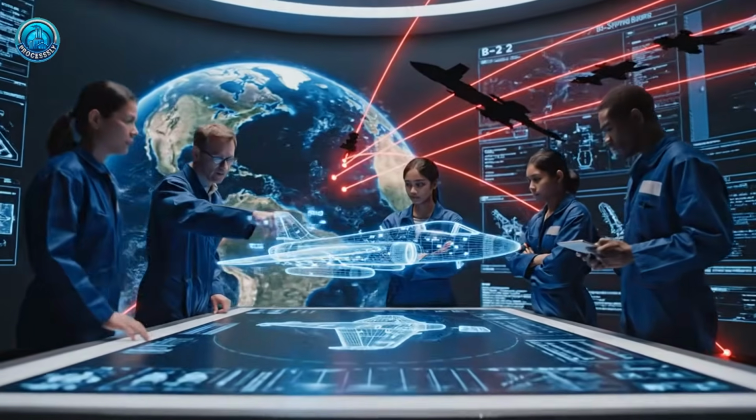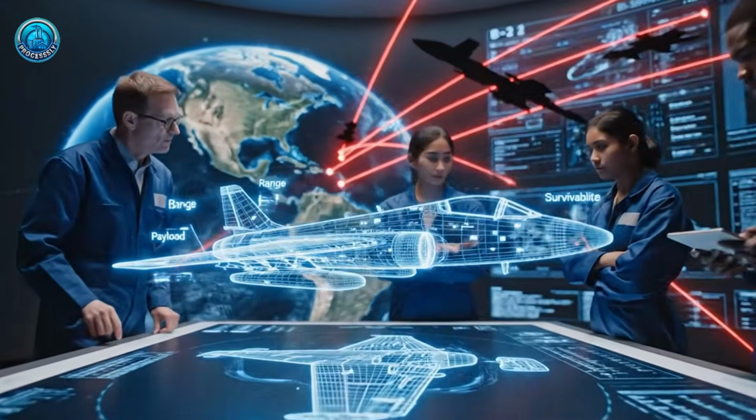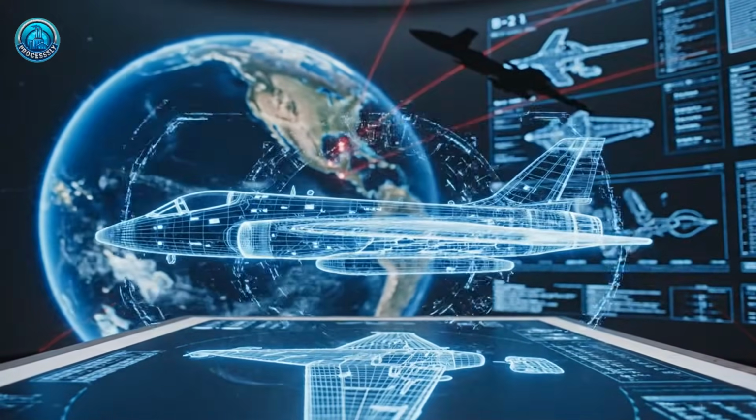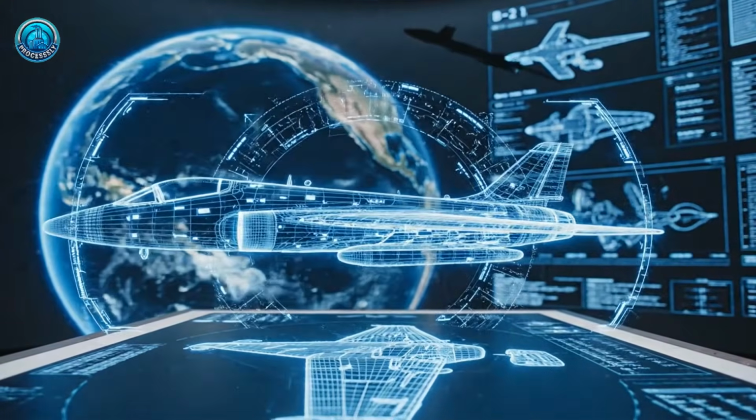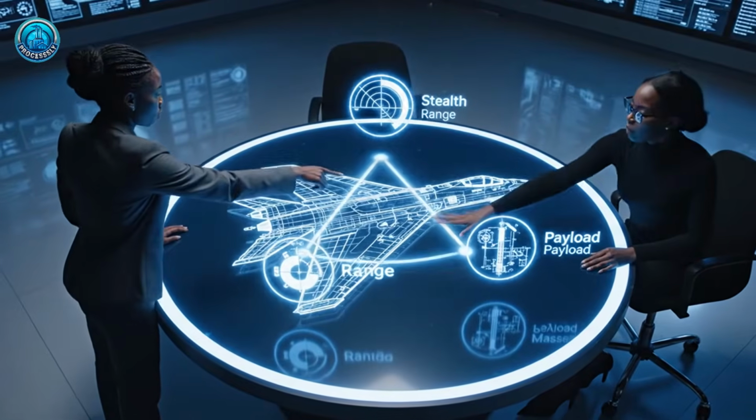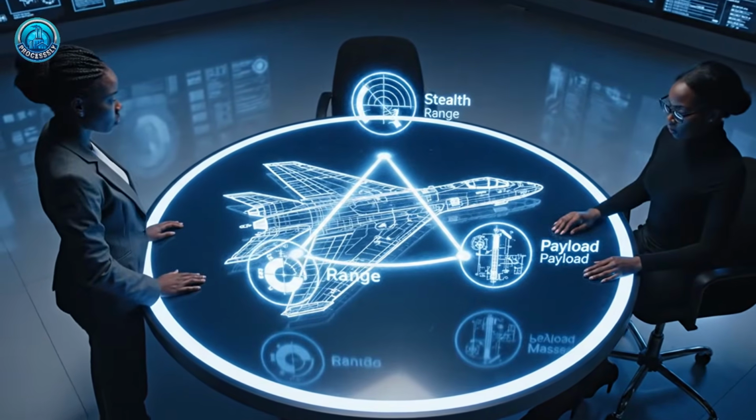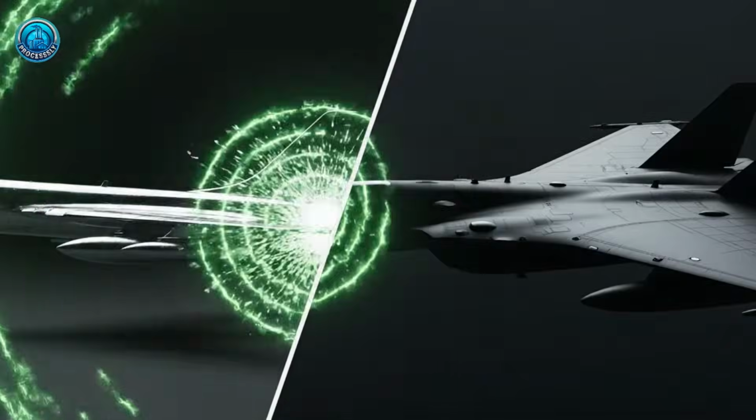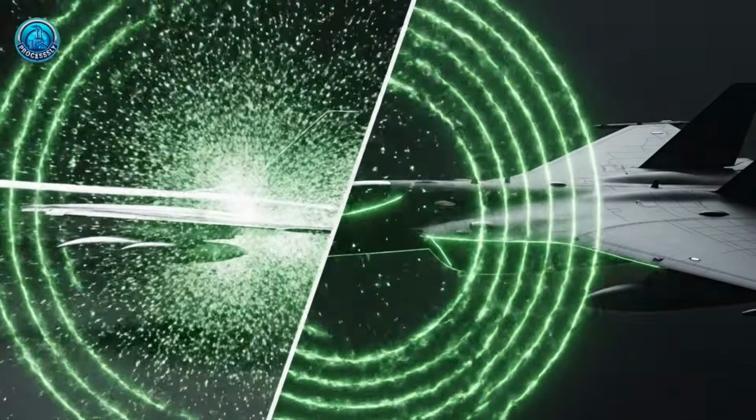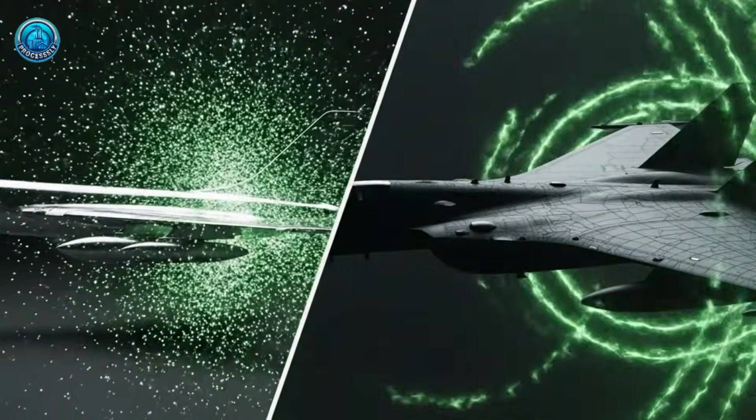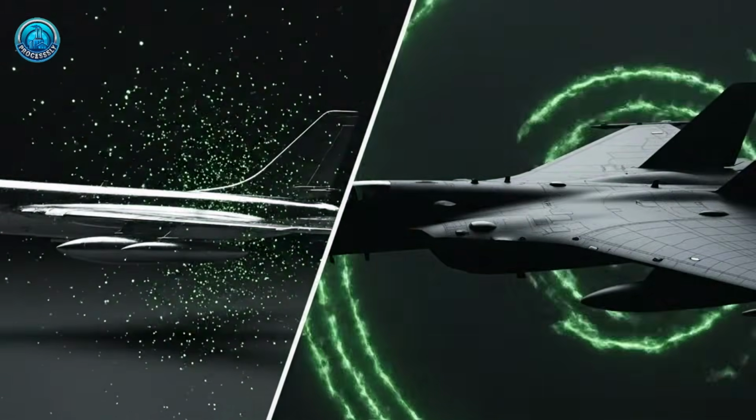Modern aerospace design begins with defining extreme range, survivability, and payload requirements. Stealth performance is achieved through shape, material choice, and surface continuity.